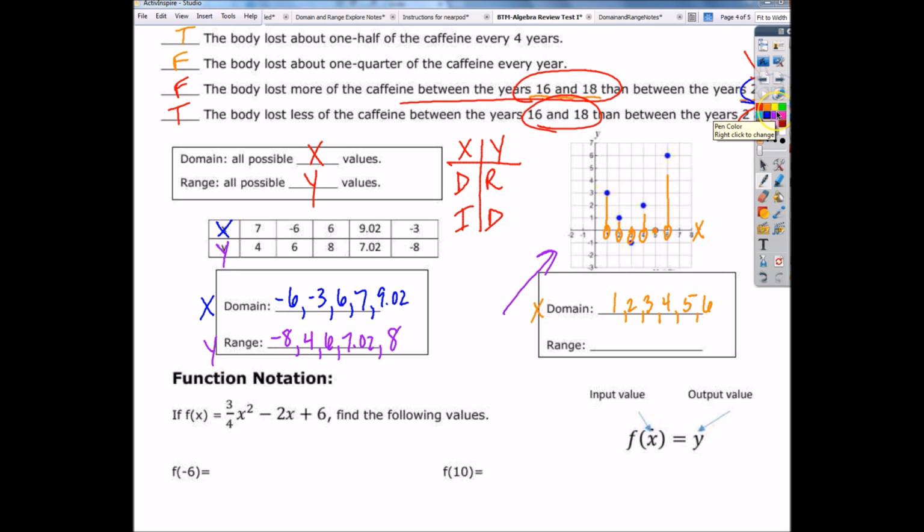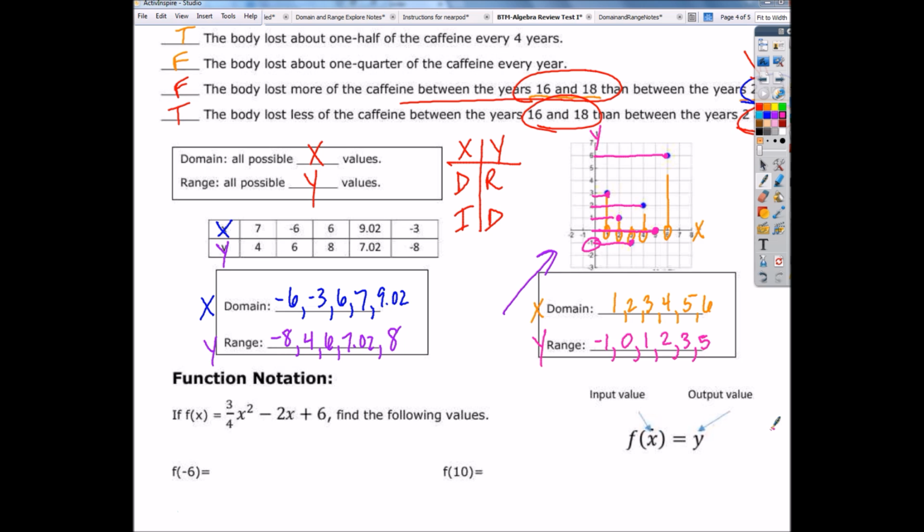And then if I'm looking for my range, range is all my y values. So I'm only looking at the y-axis. So now I'm going here, -1, 0, because there's this point right here, 1, 2, 3, and 5. So there are my range values, folks.